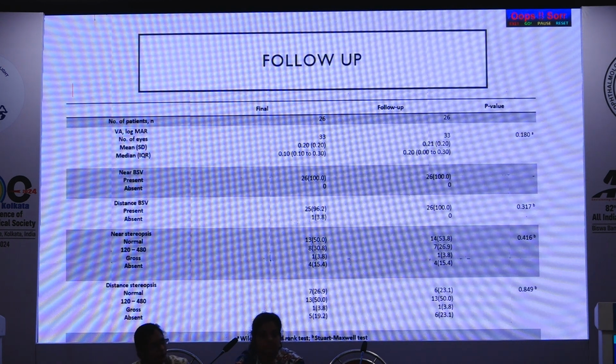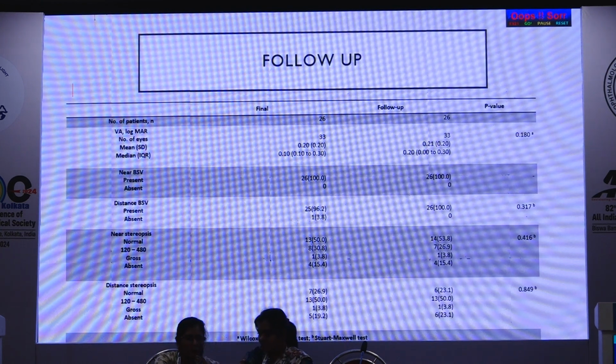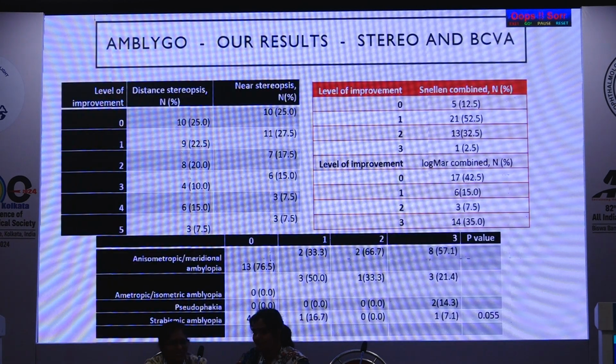So you can see here, like 33 patients, 33 eyes, mean vision was 0.20 final, and after 3 months of minimum follow up it is 0.21. So not much difference. And similarly BSV and stereo are all maintained. So this is again the same thing. The number of patients who had improved by 1, 2, 3 or 4 levels of vision or stereopsis following binocs amblyopia treatment. The important thing is to choose the right patients.